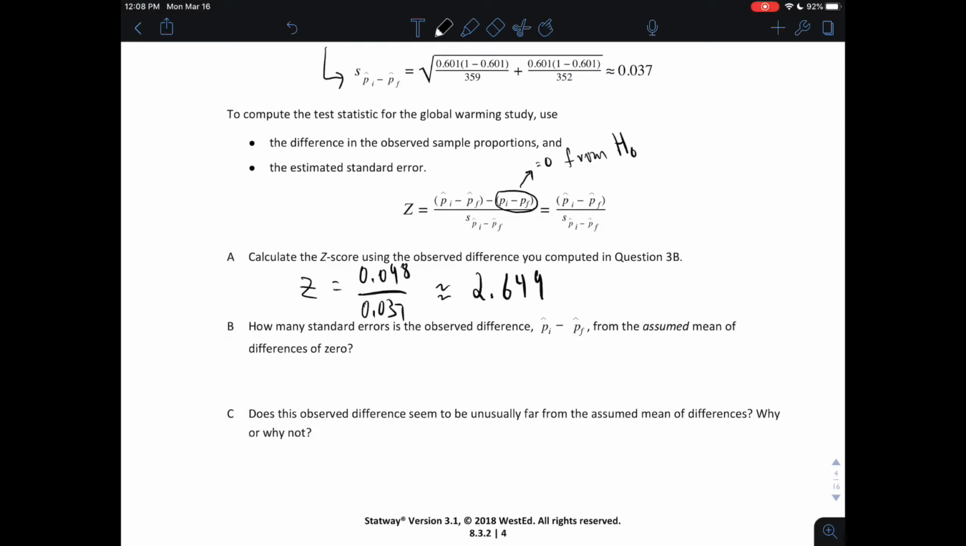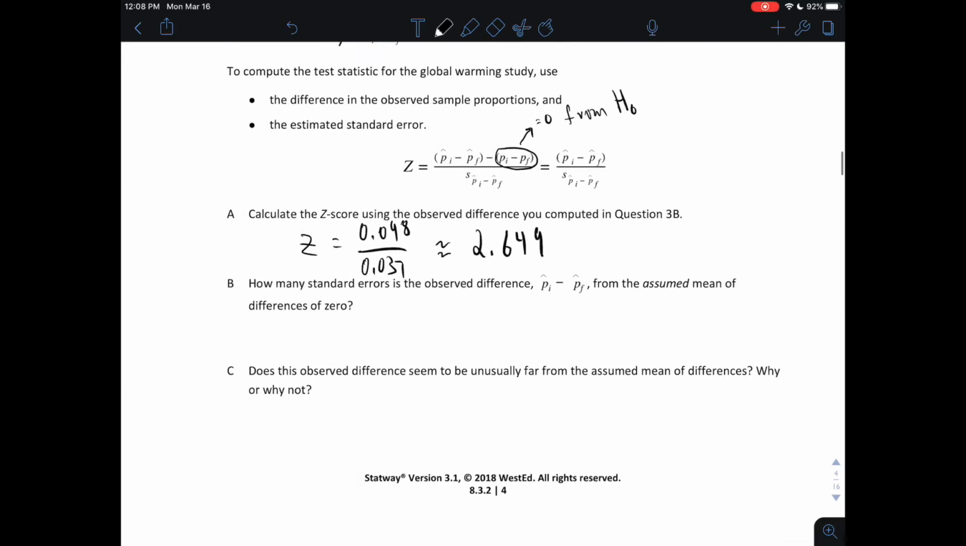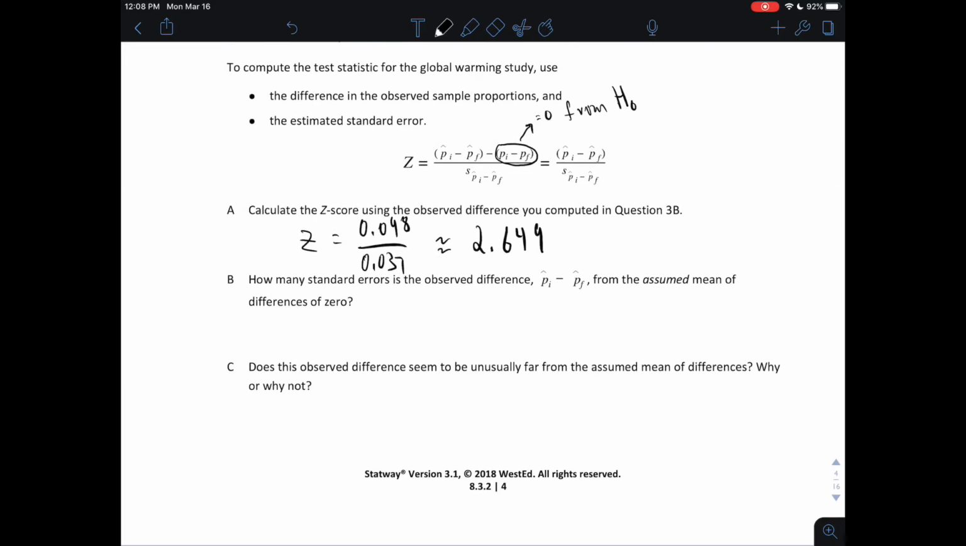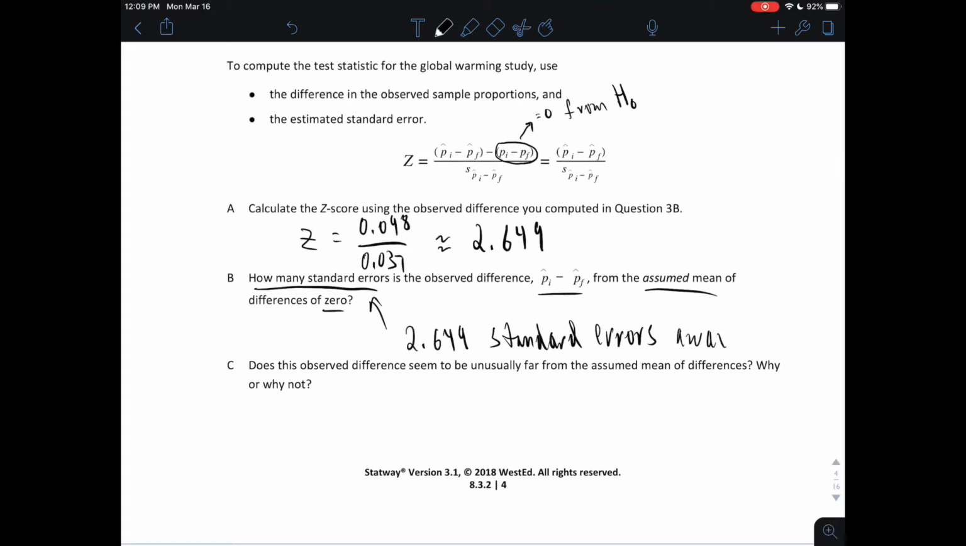Part B, how many standard errors is the observed difference p hat I minus p hat f from the assumed mean of differences of 0? So again, our observed difference, that's 0.098. The assumed mean is 0. How many standard errors? That's exactly our z-score. This is 2.649 standard errors away.